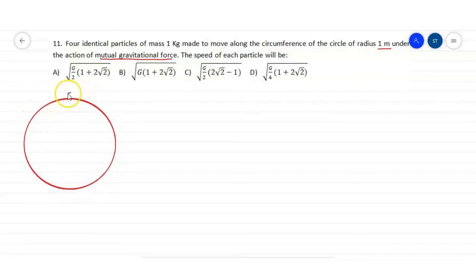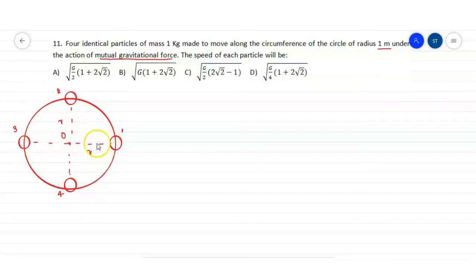There are 4 identical particles which are moving in a circle. So they will be distributed in this manner symmetrically. And the radius of this circle is given as r. So let me make this as the center O. This distance is given as r. This distance is given as r. Let us mark this as particle 1, this as particle 2, this as particle 3 and this as particle 4.